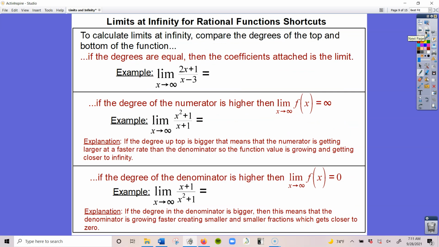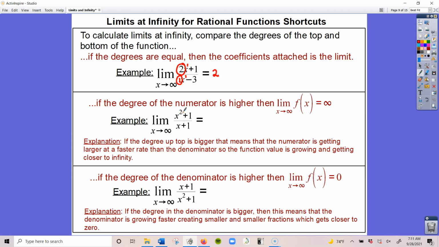Now for shortcuts, in case you have multiple choice questions. What you're doing to find the horizontal asymptotes is comparing the degree of the numerator with the degree of the denominator. If the degrees of the numerator and the denominator are equal, such as here, where the degree is 1 and the degree here is 1, we take the coefficients attached to the leading term in the numerator and the denominator, and we divide. This is 2 over 1, so this limit would equal 2.